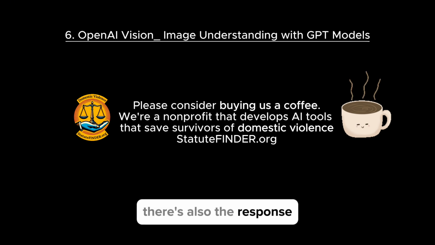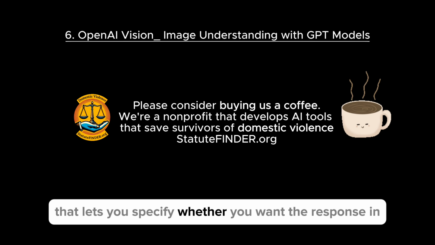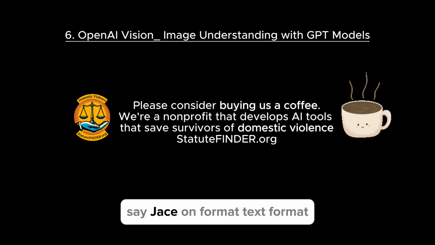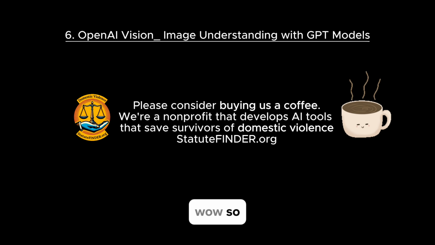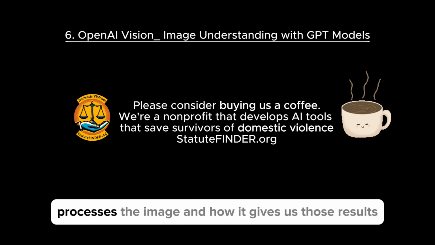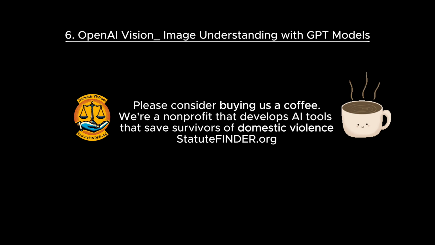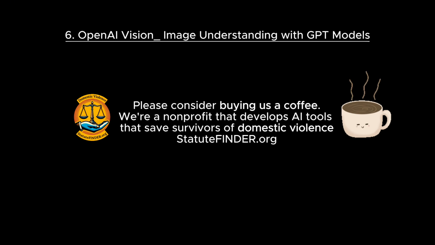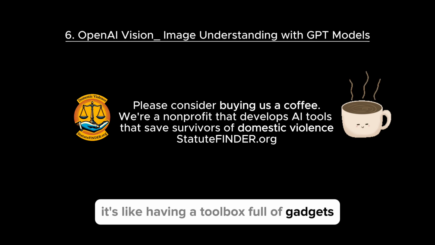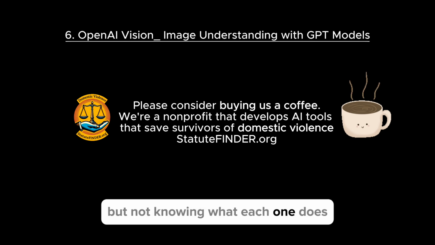There's also the response format parameter. That lets you specify whether you want the response in, say, JSON format, text format, or even as a base64 encoded image. Wow, so we have a lot of control over how the model processes the image and how it gives us those results. That's impressive. But I can see how this could get overwhelming for someone who's new to Python. It's like having a toolbox full of gadgets, but not knowing what each one does.